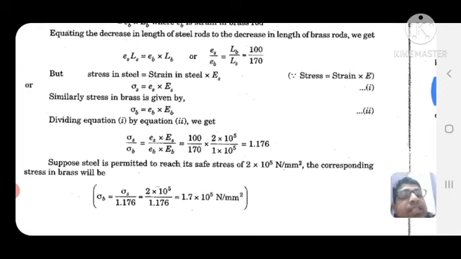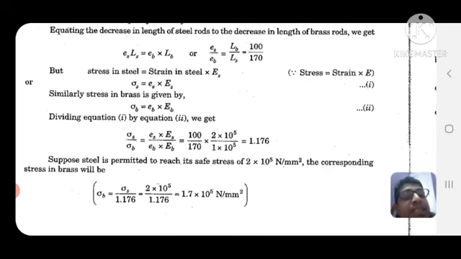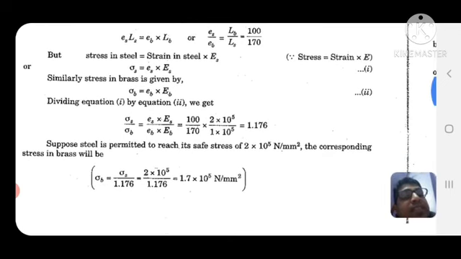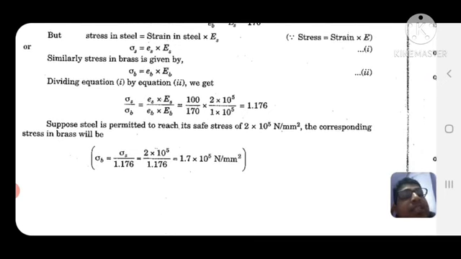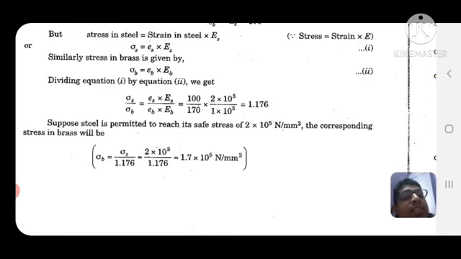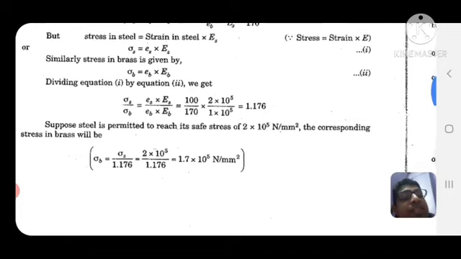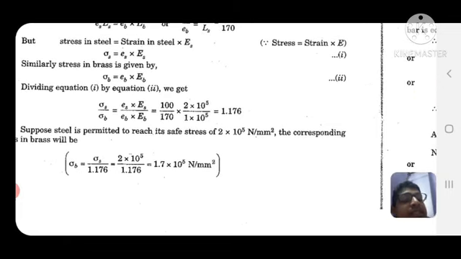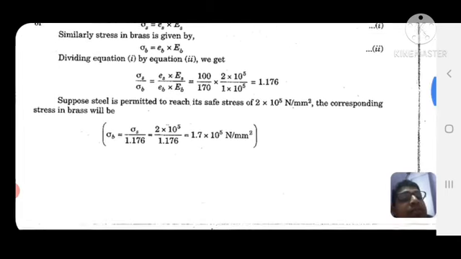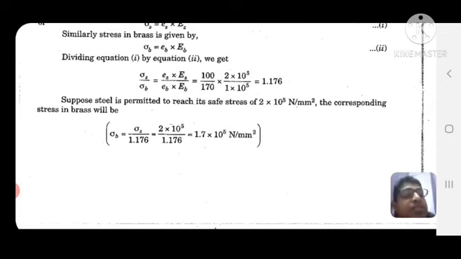Stress in steel is equal to strain in steel multiplied by capital ES. Therefore sigma S is equal to epsilon S into capital ES, and similarly sigma B is equal to epsilon B into capital EB. Dividing the equation sigma S by sigma B, that is equal to 100 by 170 into 2 into 10 to the power 5 divided by 1 into 10 to the power 5, which is 1.176.